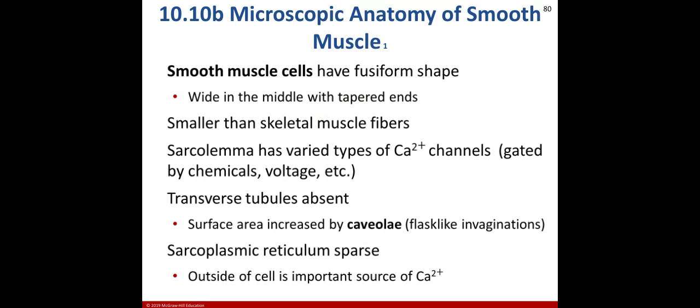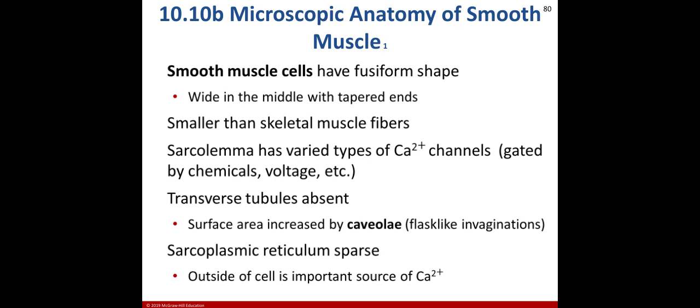So smooth muscles are found all over the place in the body and play a very important role. They have a fusiform shape, so sort of pointy at the ends and then wider in the middle. And they are smaller than skeletal muscle fibers. Their sarcolemma has all kinds of calcium channels. That depends on what that muscle is needed for. They do not have the T-tubules. Instead, they have caveolae, which are these little invaginations, or like, bends and folds to hold things instead.